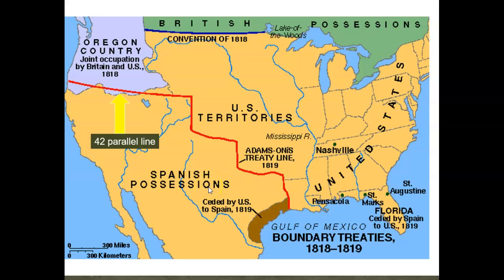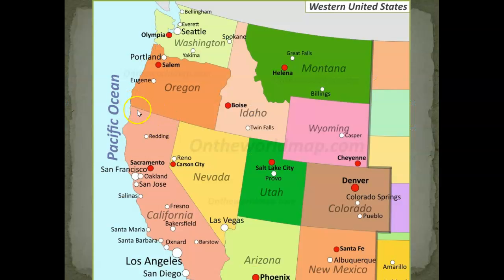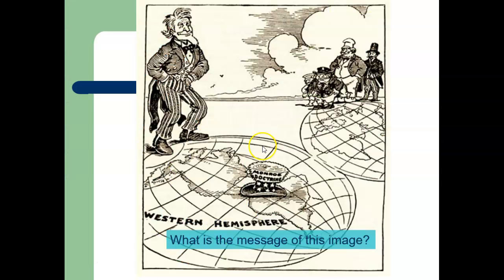Okay. Now, there's that 42nd line of parallel. Okay, it's a line of latitude, and it is still on our map right there. You can sort of see it as the northern border of California, Nevada, and Utah. That's the old Adams-Onis Treaty line.